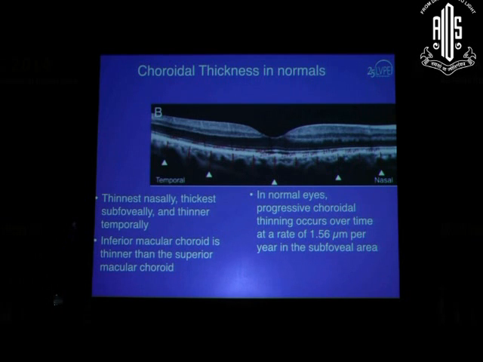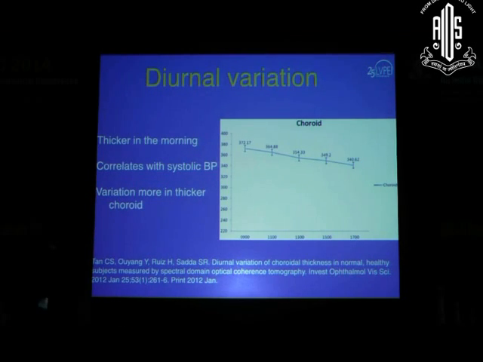If you look at the choroidal thickness in normal patients, yes, people have looked at it, and there are different variations. The choroid is not uniformly thick, it is thicker in the subfoveal area, and there is a variation in different areas. And it's not just the areas, the choroidal thickness even changes during the day, or with blood pressure fluctuations.